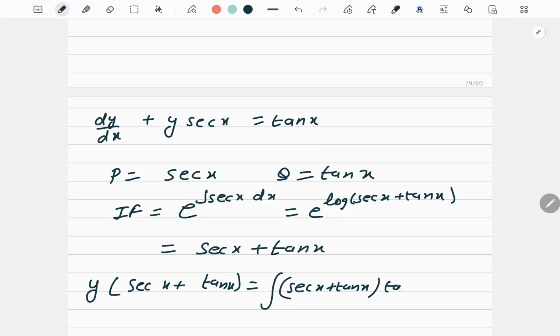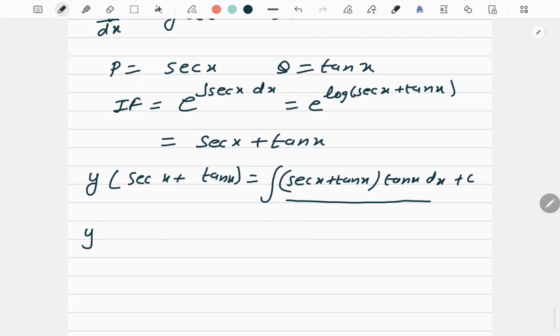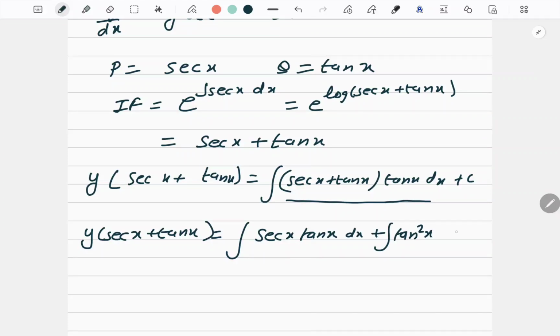Okay, and what is q? tan x dx plus c. If you see the integration video, this was the question over there. So now y (secant x plus tan x) is equal to integration of secant x tan x dx. I am separating it, plus integration of tan square x dx plus c. Okay. Now, the integration of secant x tan x we know. It is secant x. Right? And what is the integration of tan square x? I don't know. So I will break it again.